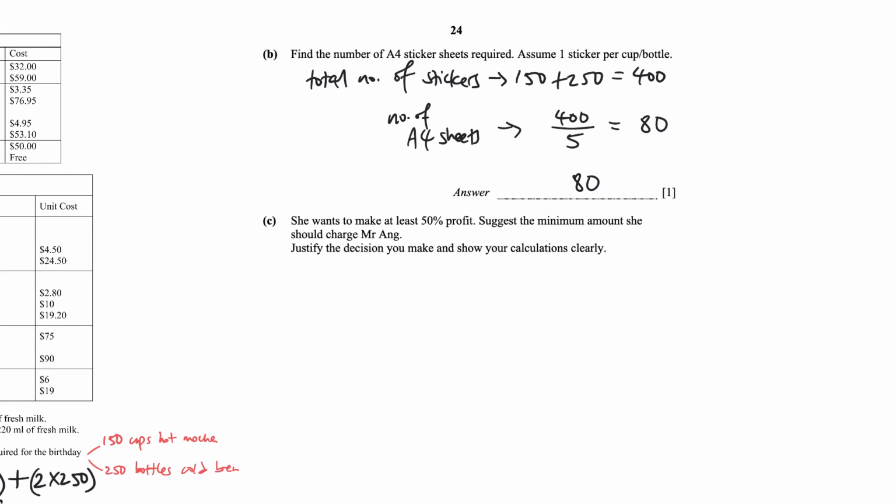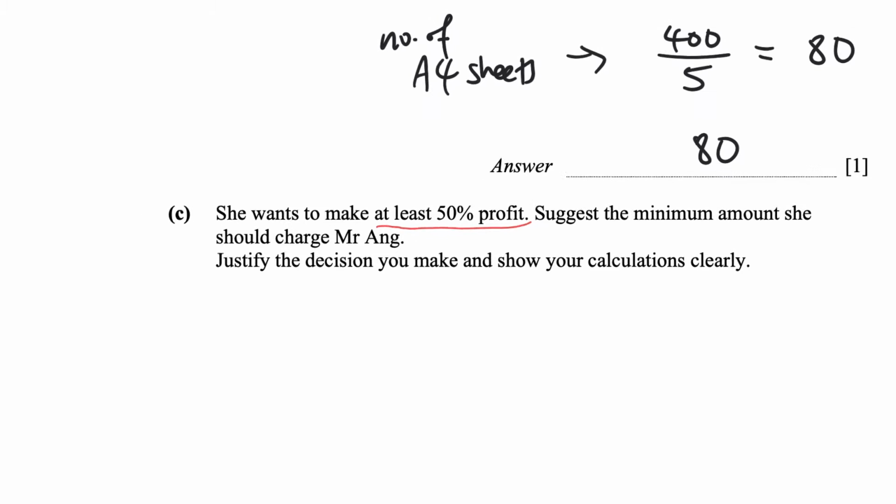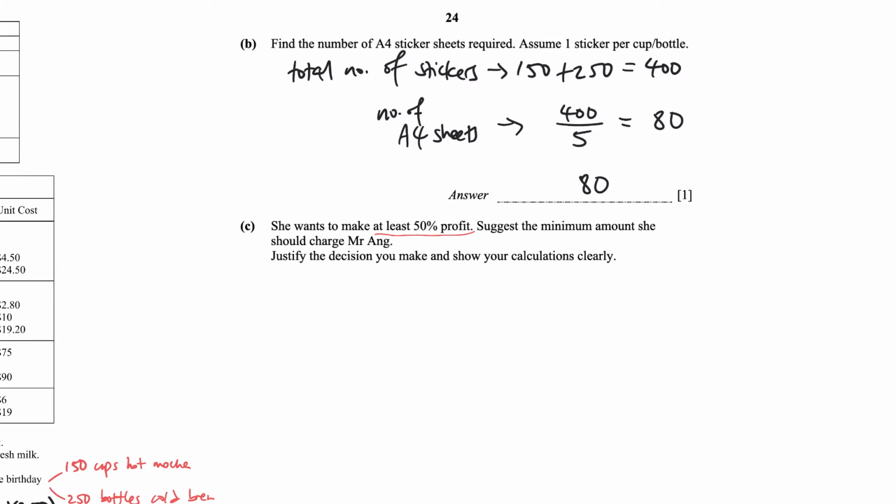Awesome. Part C. Now she wants to make at least 50% profit and suggests the minimum amount she should charge Mr. Ang. How much should she charge him so that she will make at least 50% profit? And then justify the decision you make and show your calculations clearly. Cool. So let's just look.